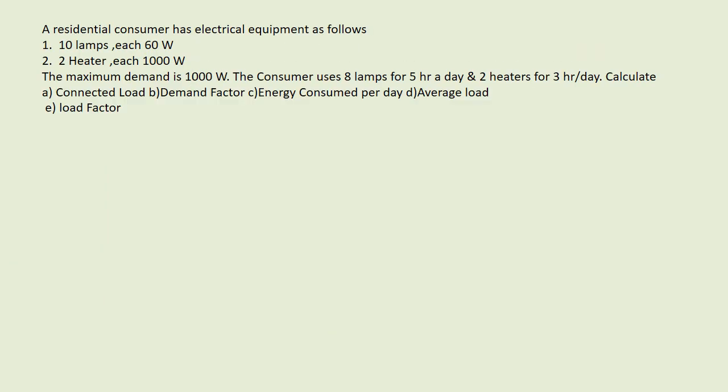So there is a question here. A residential consumer has the following equipment. It has 10 lamps, and each lamp has a rating of 60 watt, and it has 2 heaters, and each heater has a rating of 1000 watt. So the maximum demand is 1000 watt, that is your heater rating here. But the consumer uses 8 lamps for 5 hours a day, and 2 heaters for 3 hours a day.